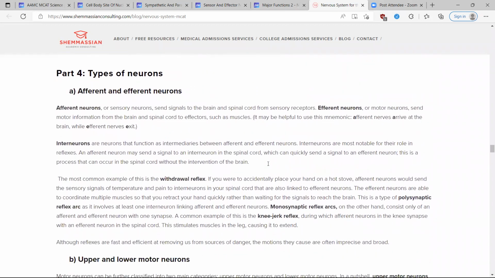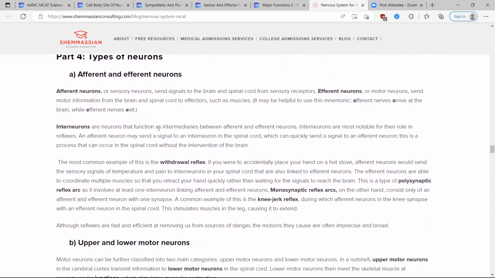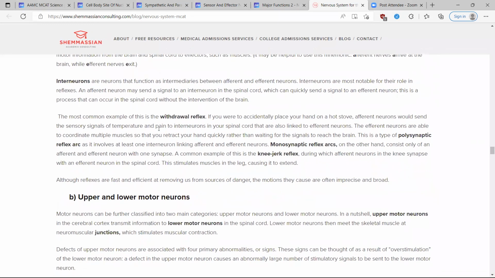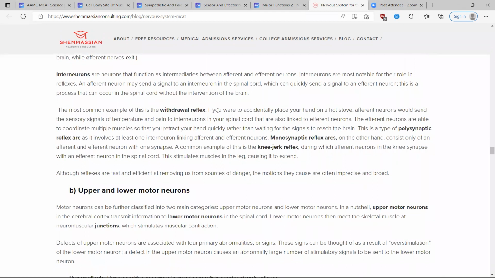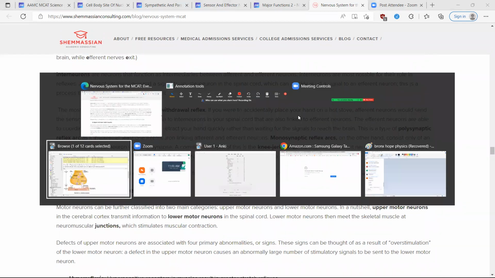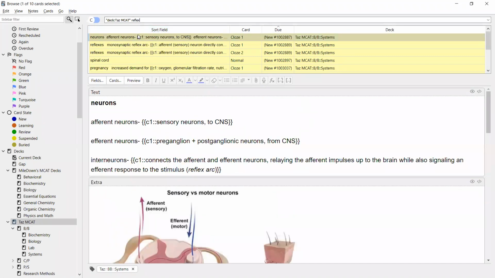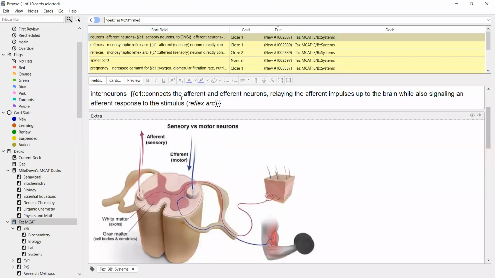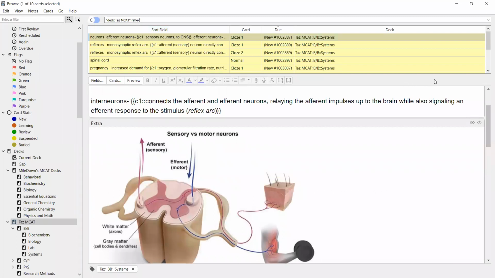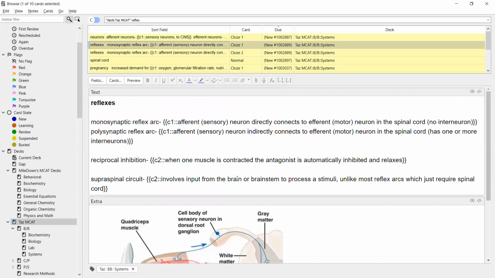We talked about afferent and efferent neurons. There's also interneurons. Interneurons are in between, so you would especially find them in reflexes. Interneurons connect the afferent and efferent neurons, relaying the afferent impulses up to the brain while also signaling an efferent response to the stimulus. So this is pretty interesting.